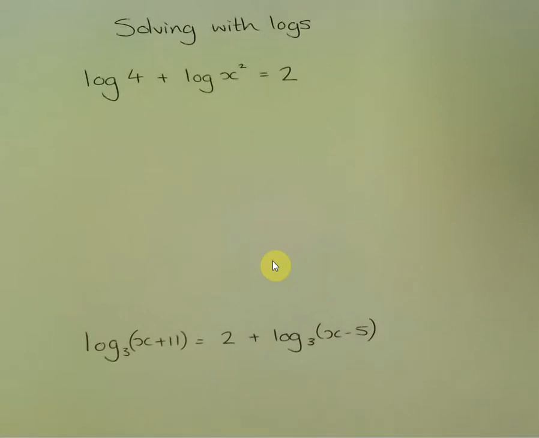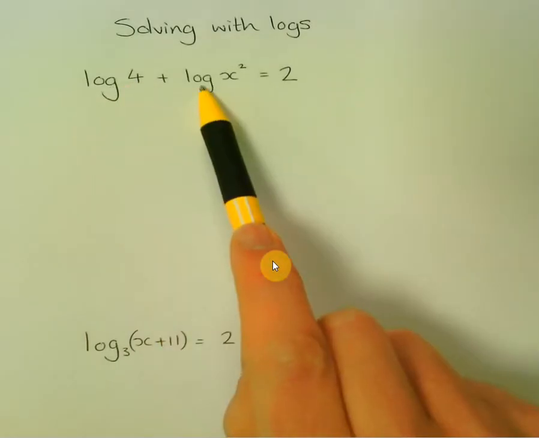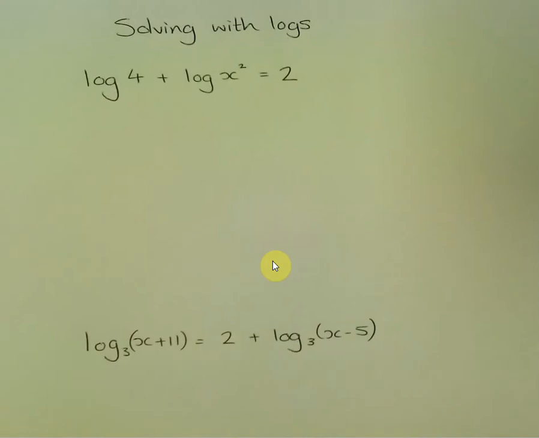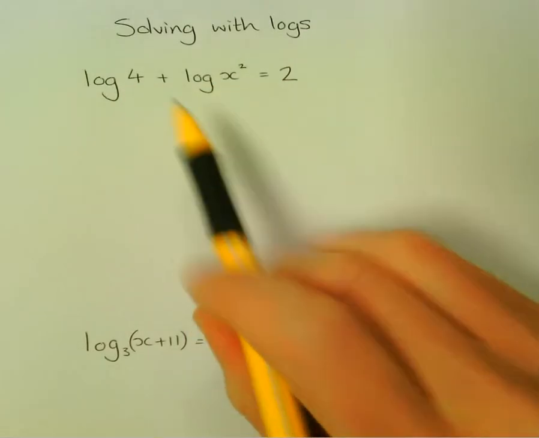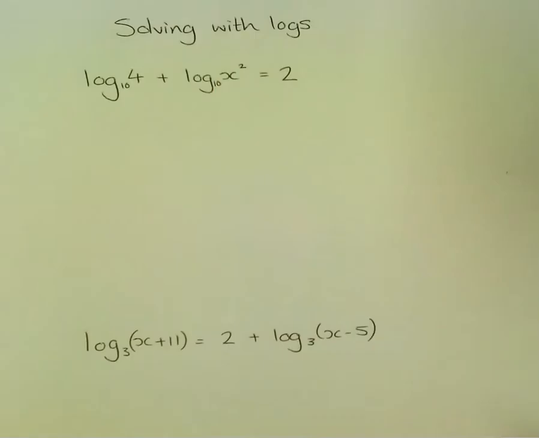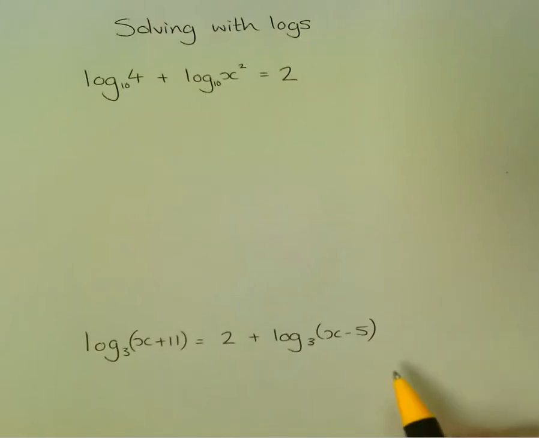Hi there guys, in this video we're going to have a look at solving with logs, and these examples here are when we're given it written in log form. You probably look at this and go, well, why are there no base values? I just wanted to leave it off for a second to highlight the fact that if we write log of 4 and log of x squared, it's making an assumption we're using base 10, so I'm just going to pop those in now. If you ever see no base value, it's base 10.